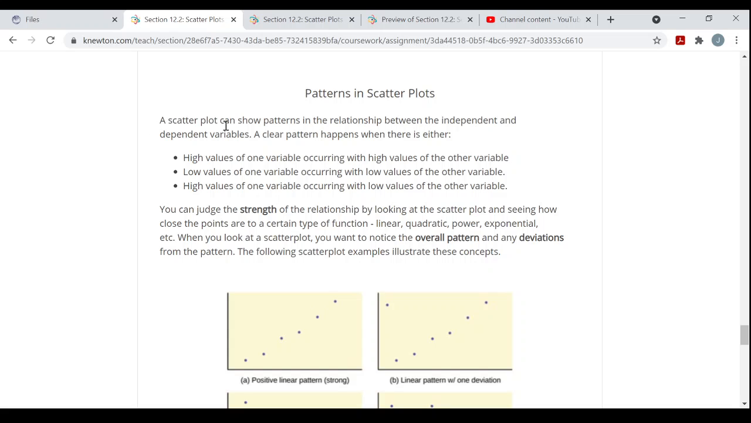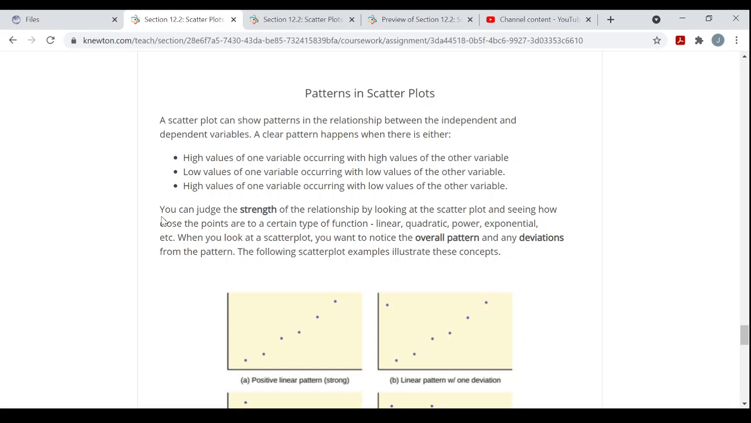So a scatter plot can show patterns in the relationship between the independent and dependent variables. A clear pattern happens when there are high values of one variable occurring with high values of the other variable, low values of one variable occurring with low values of the other variable, or high values of one variable occurring with low values of the other.